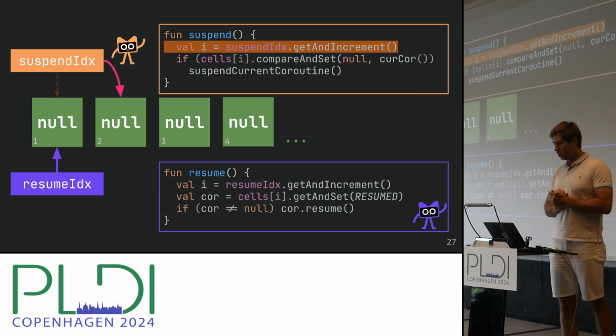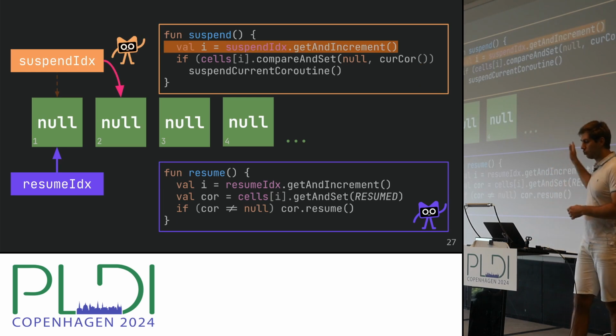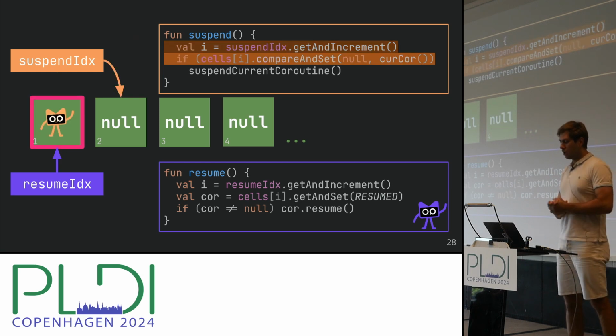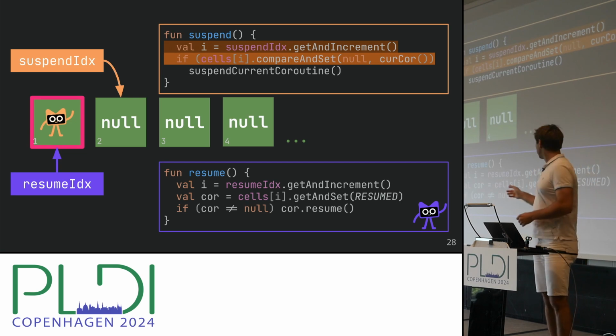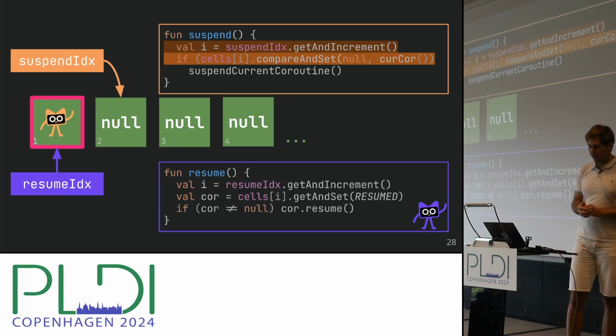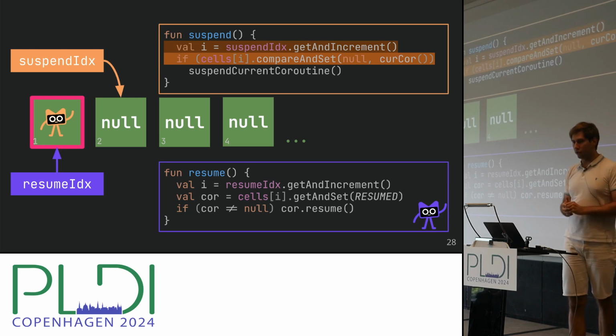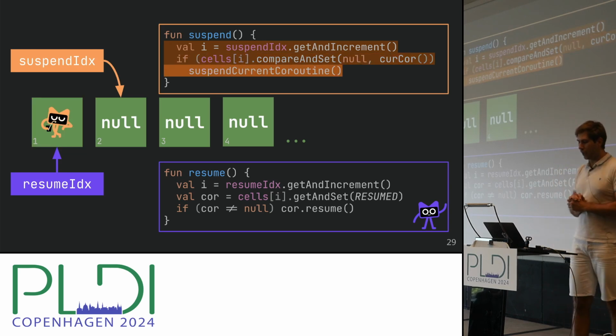For example, we start with the suspend. So we increment the index. We install our coroutine. That's how I illustrated it here. We install it into the first cell, and then we suspend there.